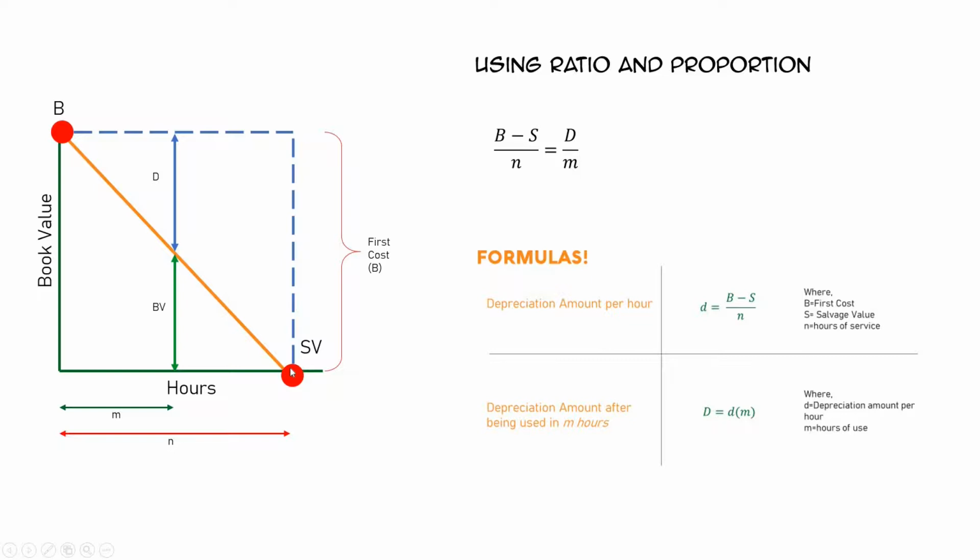B minus S over N equals D over M. So, this is like a triangle ratio and proportion. This B minus S over N is actually the factor for the depreciation amount per hour. And if you transpose M here, you multiply it. That is the capital D, right? So M times small d means you have the depreciation amount after being used for M hours.